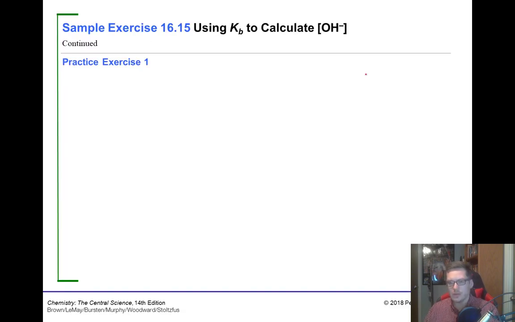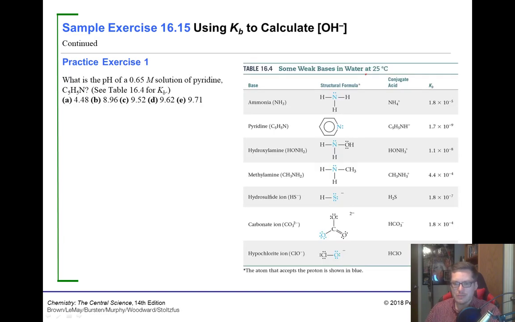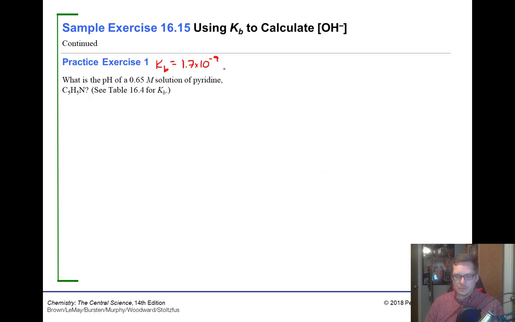All right, so let's see if we can do a practice problem here. It says, what is the pH of a 0.65 molar solution of pyridine? Pyridine has a Kb of 1.7 times 10 to the minus 9th. So what is the pH of that solution of pyridine?